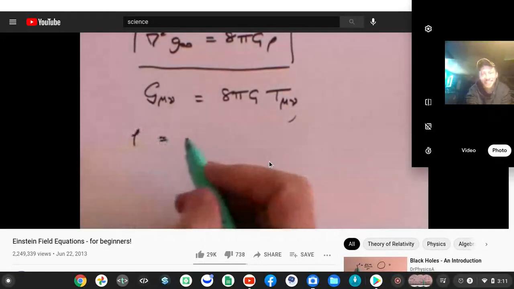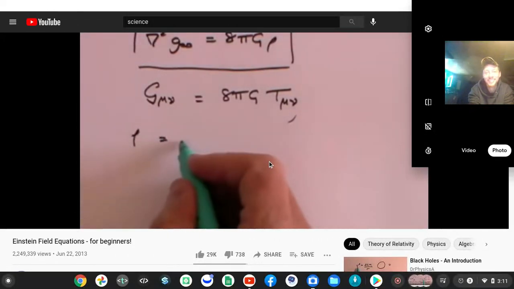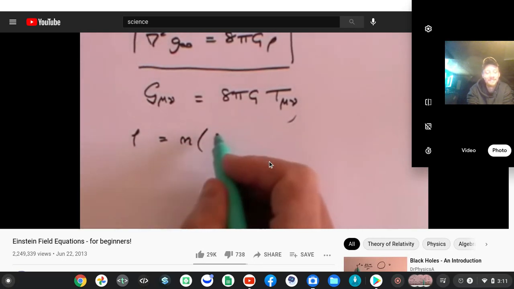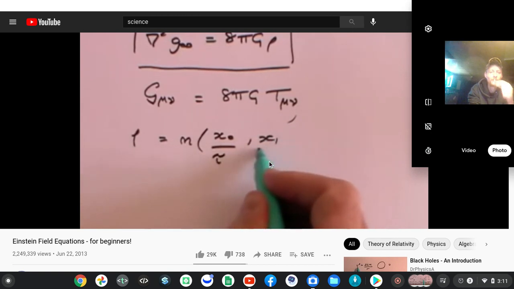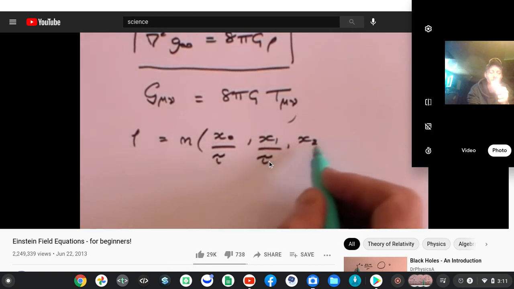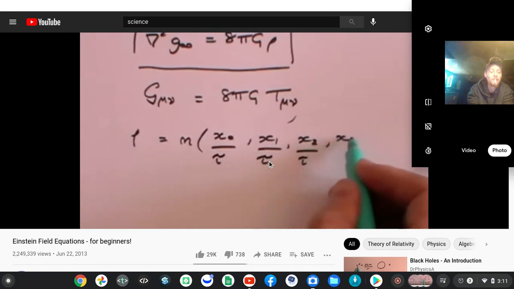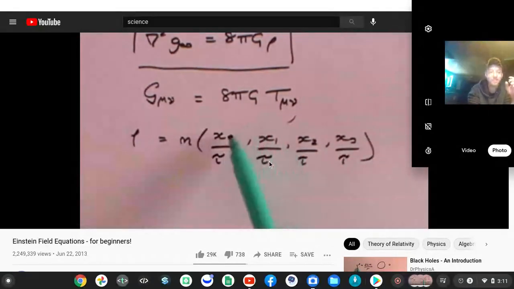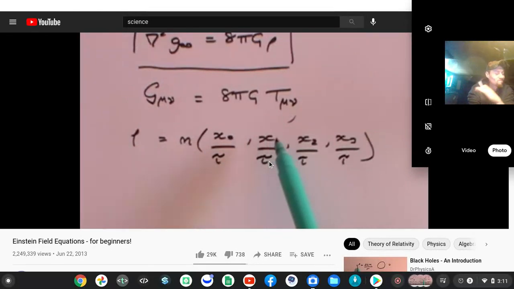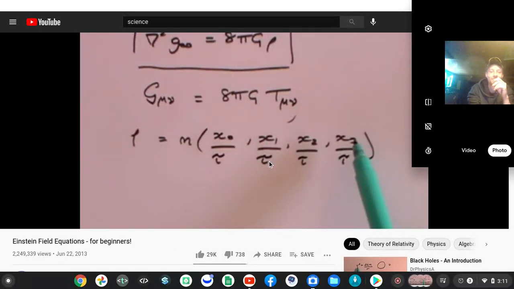And you'll find that we define that momentum 4-vector as being mass multiplied by x0 over tau, x1 over tau, x2 over tau, and x3 over tau. And this is simply the time component, the x component, the y component, and the z component in the 4 dimensions of space-time, divided by tau, proper time, the time that everybody agrees.